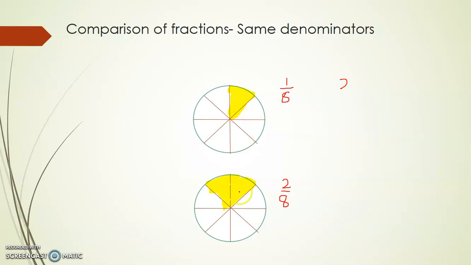Which one has the bigger value? The fraction that occupies more place is the bigger fraction. You can see this is only this much, the size of this is only this much, and the size of this is this big. Now which is big? 2/8 is greater than 1/8. Right? 2/8 is greater than 1/8. Or we can say that 1/8 is lesser than 2/8. 2/8 is bigger than 1/8, or 1/8 is smaller than 2/8.